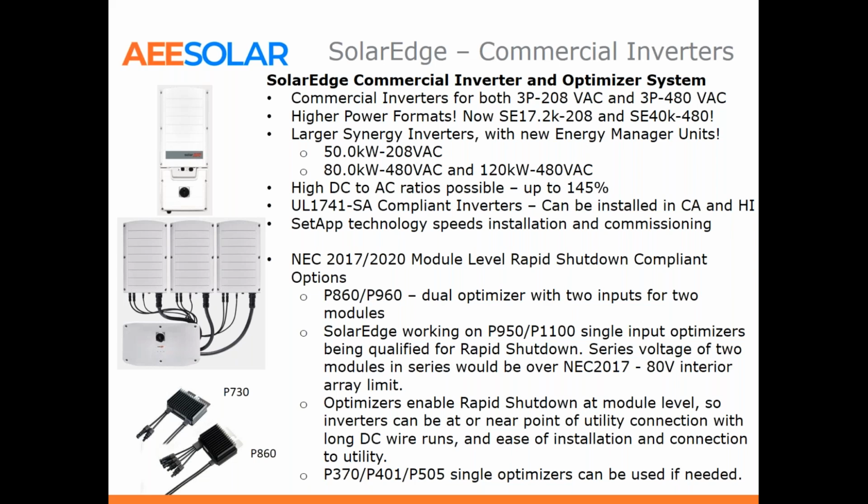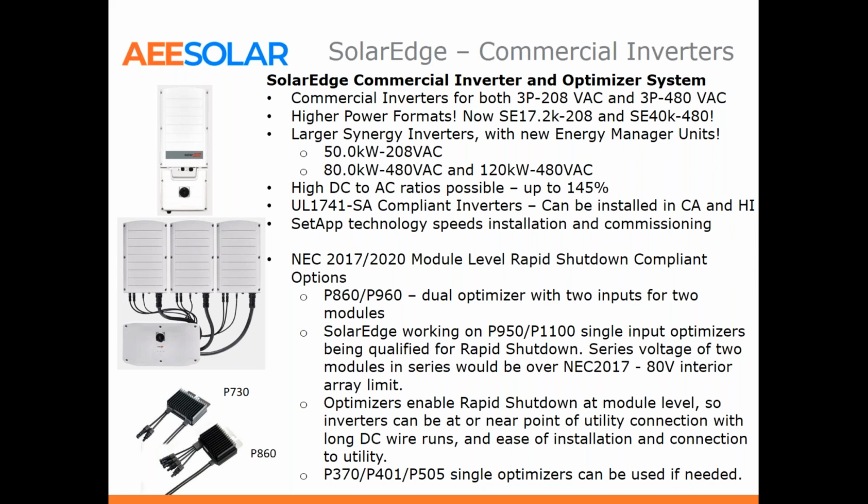They're increasing the power of all these units. So the 14-208 moves up to a 17.2, the 33-480 moves up to a 40, and then building upon that, their Synergy inverter units, the 3-phase 208 goes from a 43.2 to a 50, and their 66, which was 2 33s switched together, moves up to an 80, and their 100 kW inverter, which was 3 33s switched together, moves up to a 120.